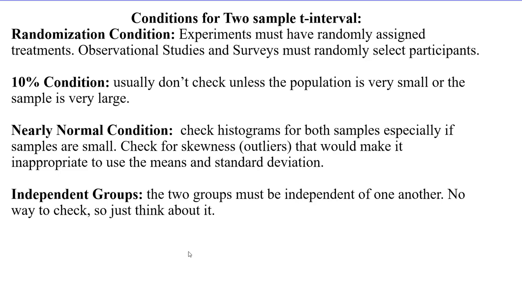This is pretty important. So randomization condition. Our experiments must have randomly assigned treatment groups. Observational studies and surveys must randomly select the participants. Otherwise, we don't expect them to be representative. And in experiments, if it's not randomized, we could have lurking variables and confounding going on. So we can't allow people to choose the treatment groups.